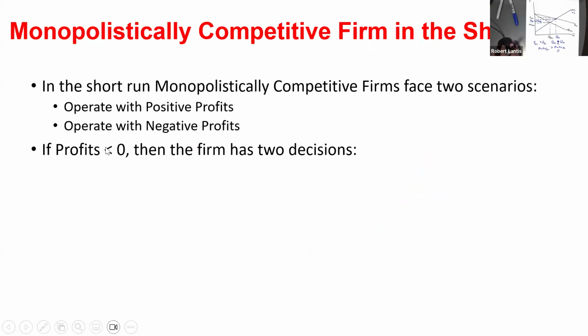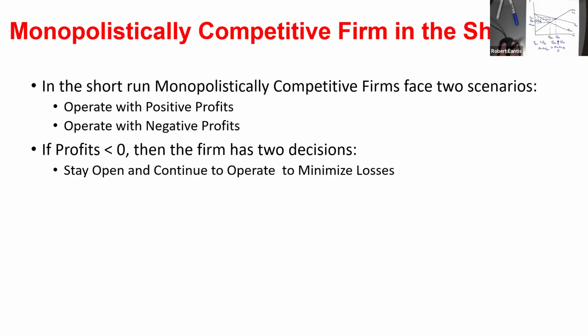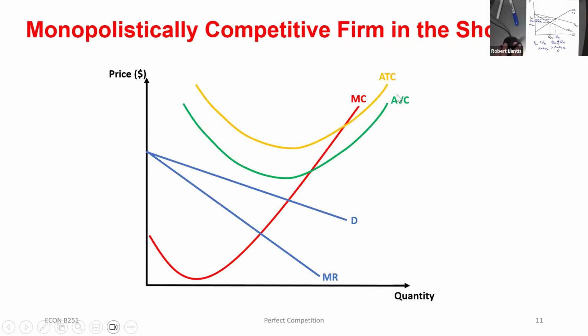If profits are negative, well, should I stay open or should I shut down? They face the same shutdown decision that a perfectly competitive firm would. So we said, what's our shutdown decision? Well, if we want to stay open and minimize losses or shut down, what did we say we look at? The price relative to our average variable costs.